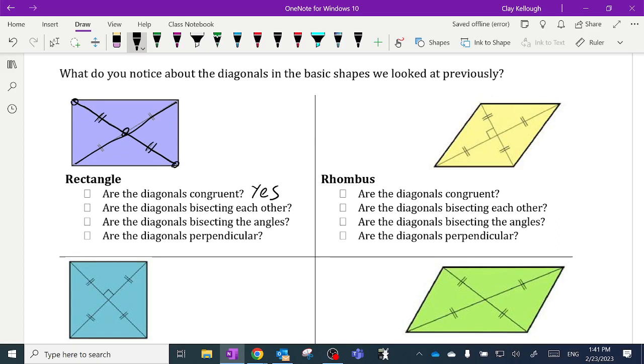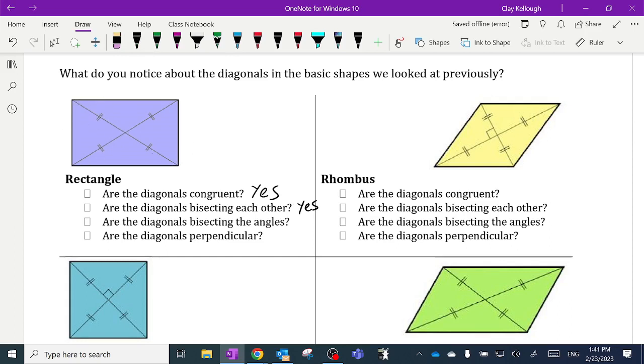Okay, now I'm kind of messing up my rectangle. Let me erase all that. Okay. Are the diagonals bisecting each other? Again, well, that kind of goes with what this symbol means. It means that the distance from here to here is the same as the distance from here to here. So, yes.